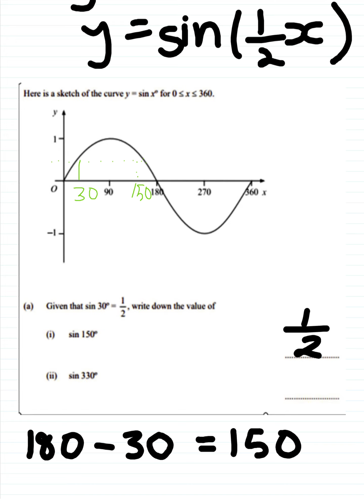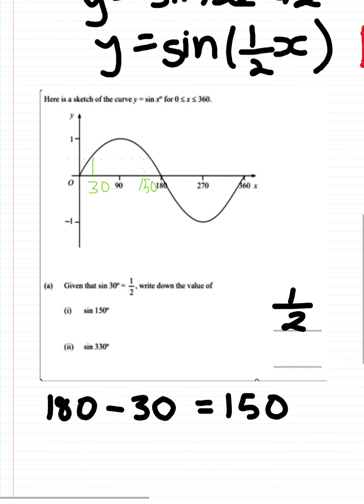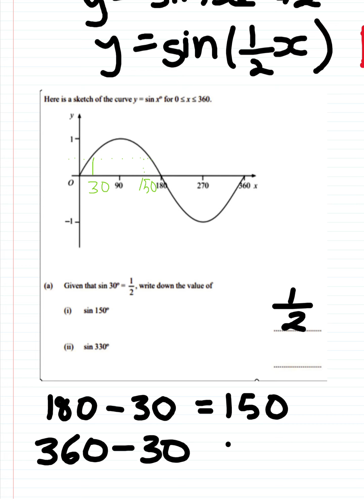The second one asks us to find sine 330. Again, by a similar method, 360 minus 30 is equal to 330. This means if we take our value for 360 and we map along 30, we get sine of 330. Notice where sine of 30 was positive, sine of 330 is the same value but negative. And so sine of 330 is minus 1/2.